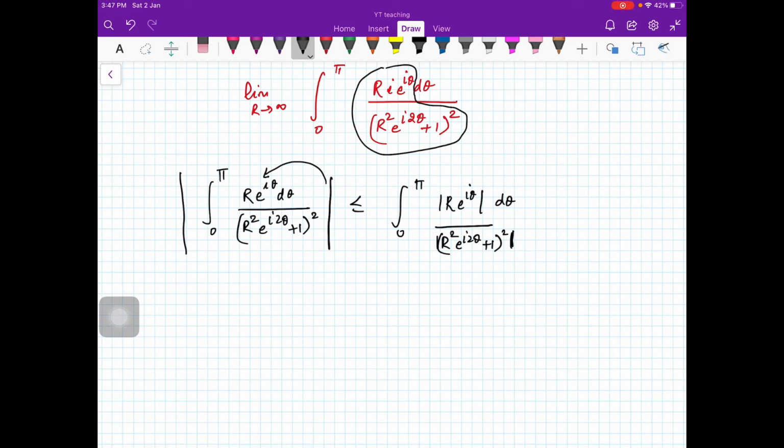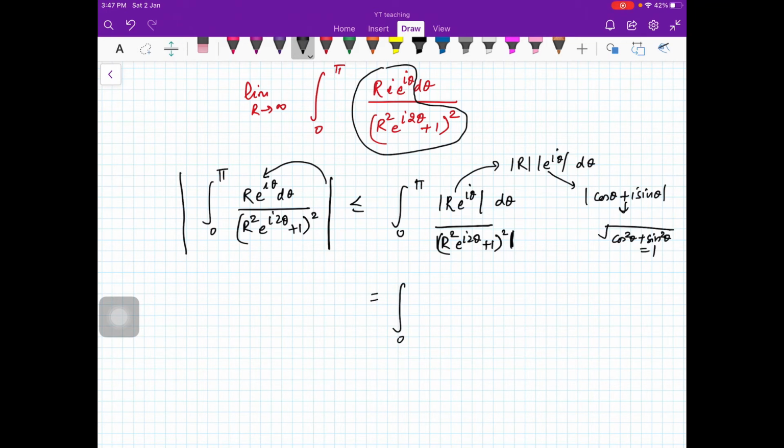Now this is equal to the modulus of R times the modulus of e raised to power iota theta d theta, and this I know is cos theta plus iota sin theta, and its modulus will be the square root of cos squared theta plus sin squared theta, which is 1.